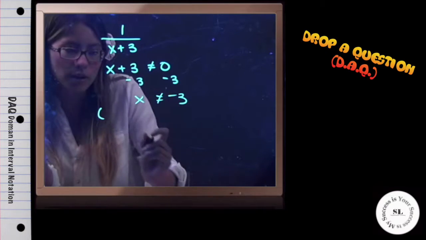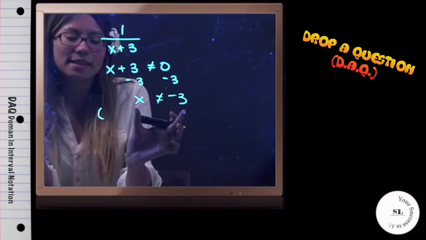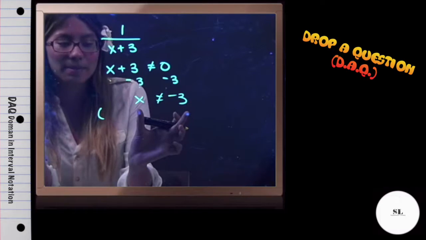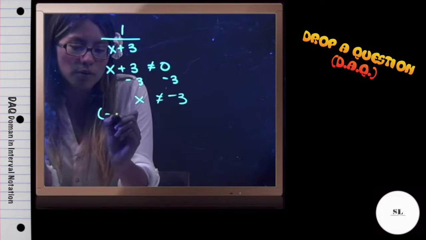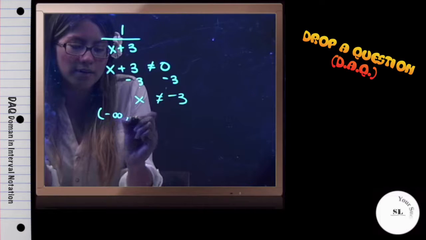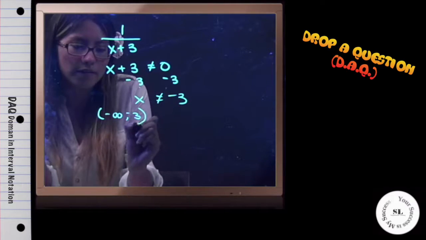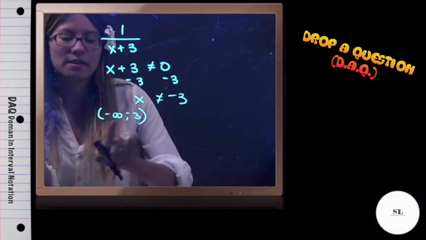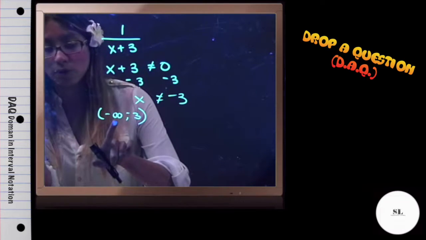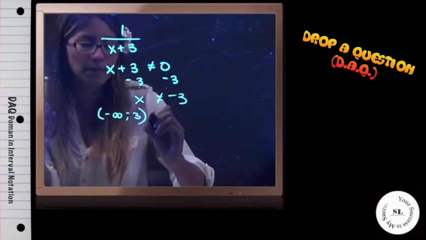Interval notation will have it where x is acceptable for every number except negative 3. So when we start off from negative infinity to negative 3, we're going to close it with a parentheses. All infinity signs, positive or negative, are closed with parentheses.